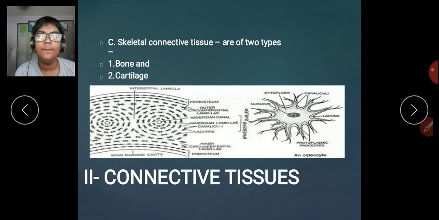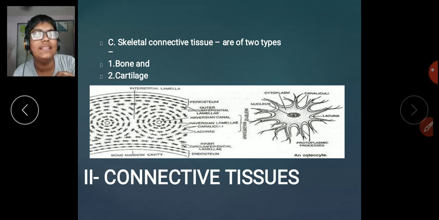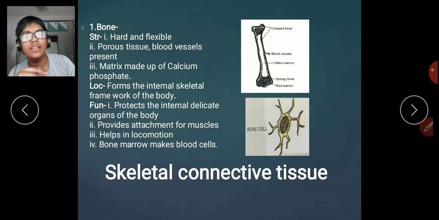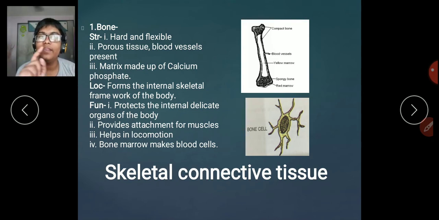Now the third part of connective tissue is skeletal connective tissue. They are again of two types, bone and cartilage. So let's learn about them in detail. First one is the bone. Bone is hard and flexible enough. Although we think, how can bone be flexible? But yes, bone is flexible.